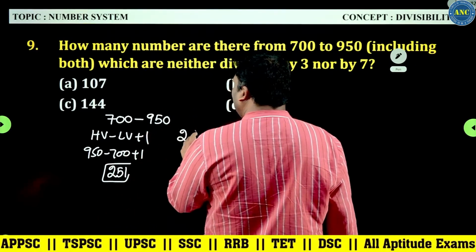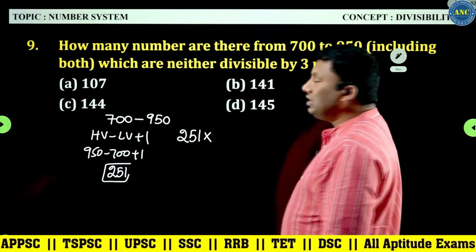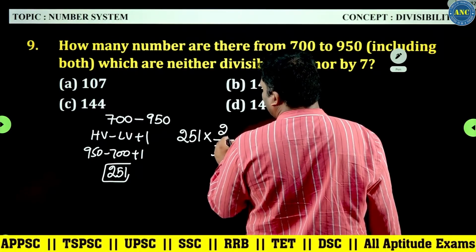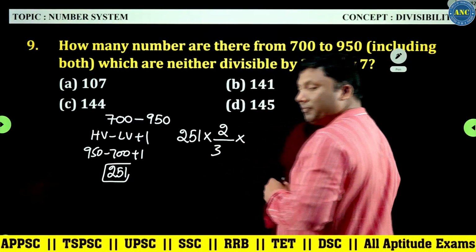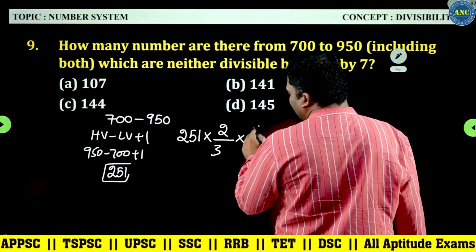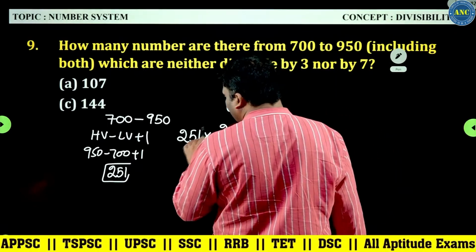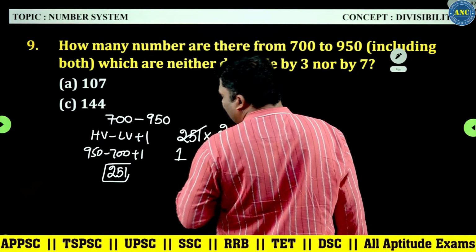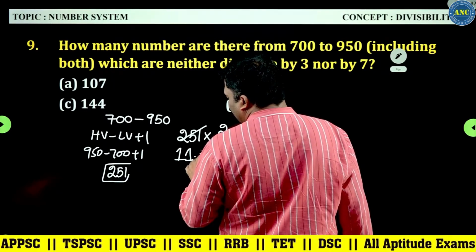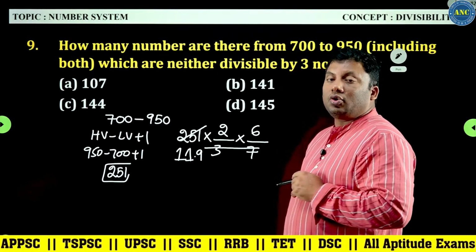In those 251 numbers, what do we require? Numbers which are neither divisible by 3 nor by 7. Out of 3 numbers, 1 number is divisible. How many are not divisible? 2. Out of 7 numbers, 1 number is divisible. How many are not divisible? 6. 3 7s are 21. 21 1s are 21. 41. 21 9s are 189. So 200.